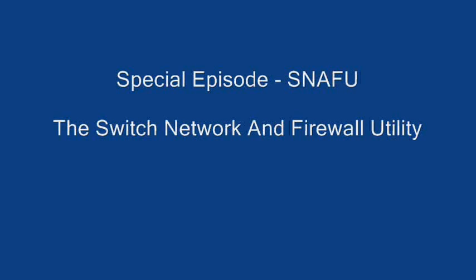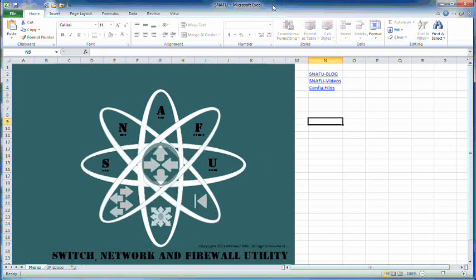Okay, welcome to the special episode of Without a Route, where we take a look at a new utility I'm releasing called Snafu, the Switch, Network, and Firewall utility. Let's go ahead and take a look. So this utility that I'm releasing is written as an Excel macro in VB. So you will need Excel and you will need to enable macros to use it.